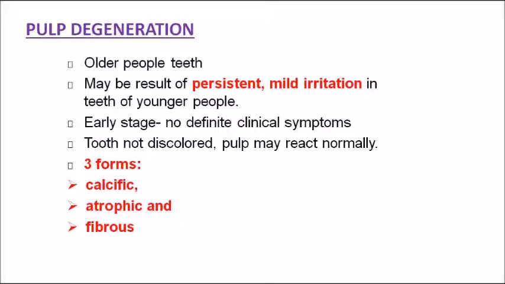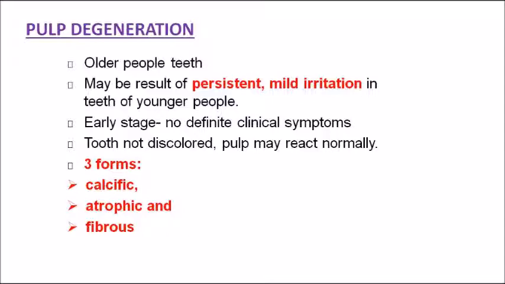Coming to pulp degeneration, what is pulp degeneration? After a chronic stage of irritation, the pulp undergoes degenerative changes, okay. So the changes you can expect are calcific changes, where the pulp becomes calcified, or atrophic, where it becomes atrophied, or fibrous, that means the pulp tissue becomes fibrous, okay. These are the three degenerative changes which can happen in pulpal degeneration.